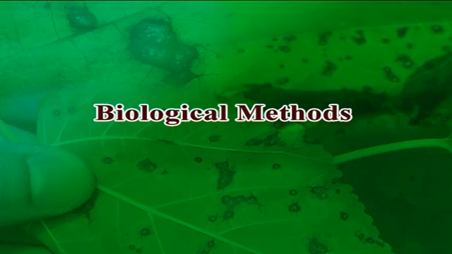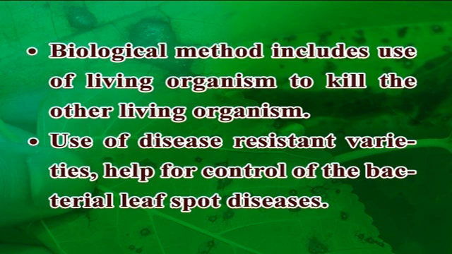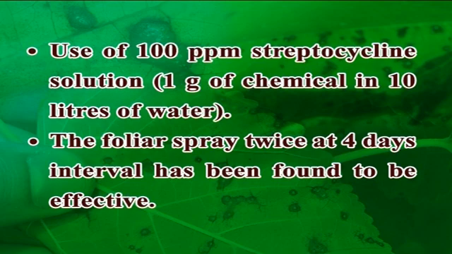Biological methods. Biological methods include use of living organisms to kill other living organisms. Use of disease-resistant varieties helps for control of the bacterial leaf spot disease. Use of antagonistic bacteria like Pseudomonas fluorescens, Corynebacterium species.